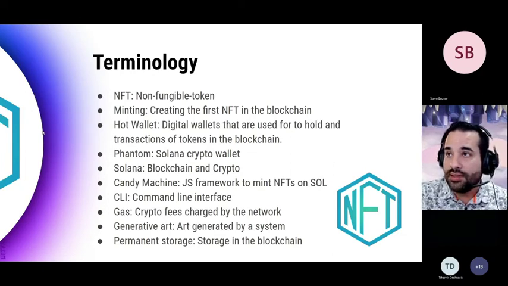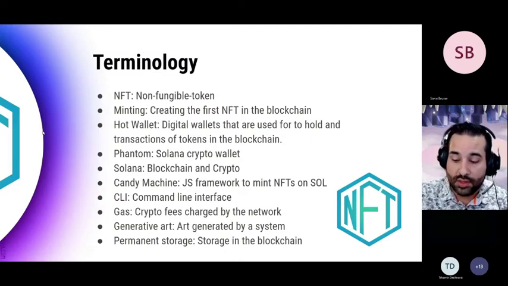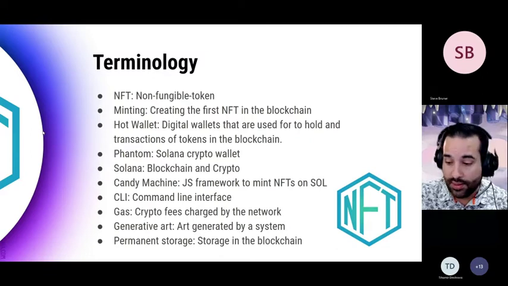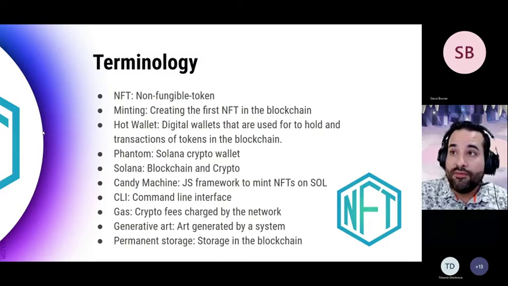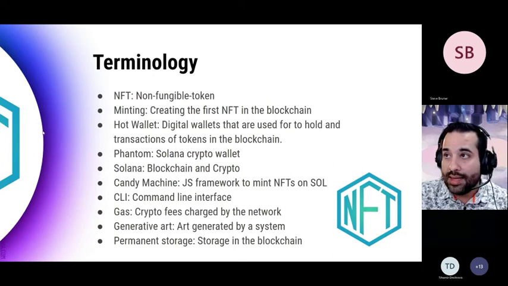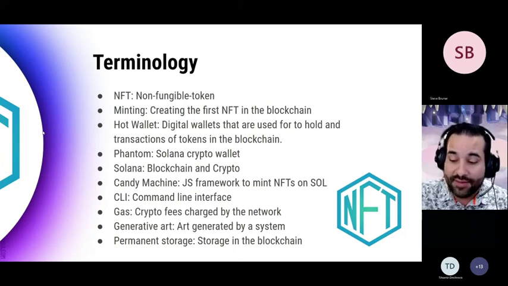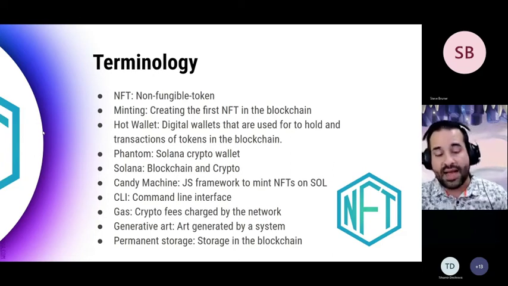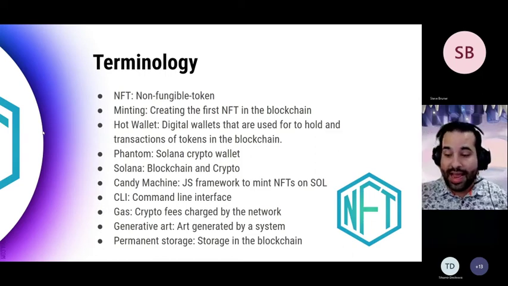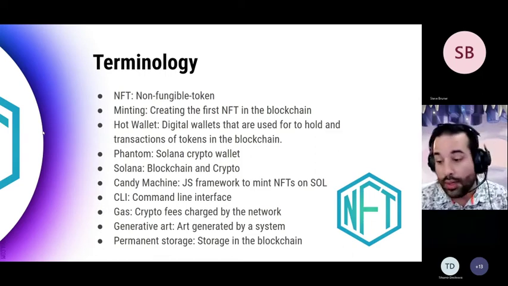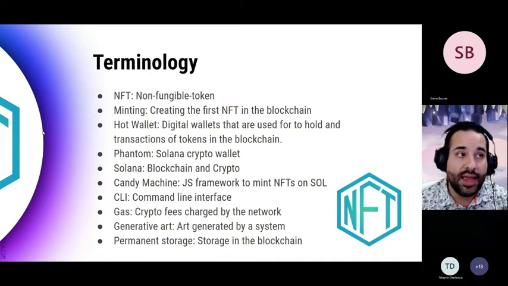A hot wallet is a digital wallet that is used to hold tokens and transact in the blockchain. So if you want to buy NFTs, the first thing that you need to get is a wallet. Phantom is a very popular Solana crypto wallet. It has an NFT feature enabled. So if you buy NFTs using Phantom, you can actually access your NFTs through your wallet, which is pretty cool. They also have an iOS app, and they also have an Android app.